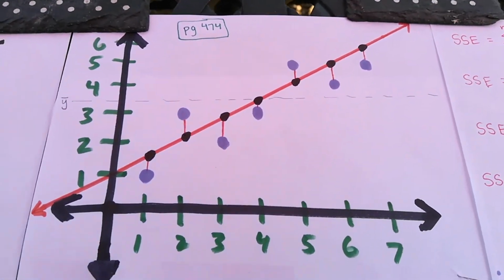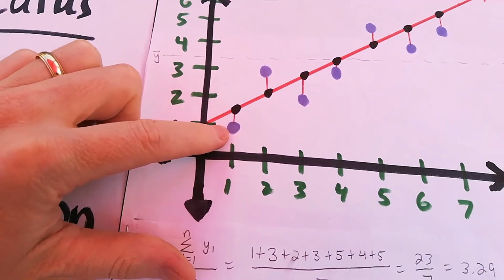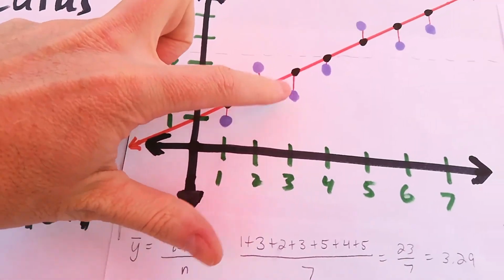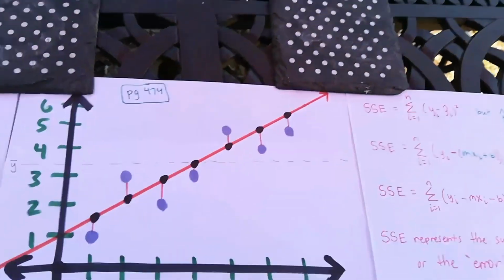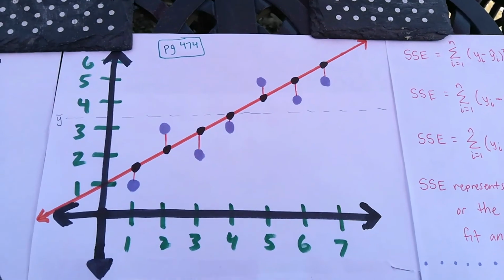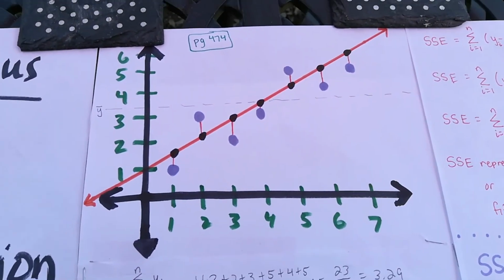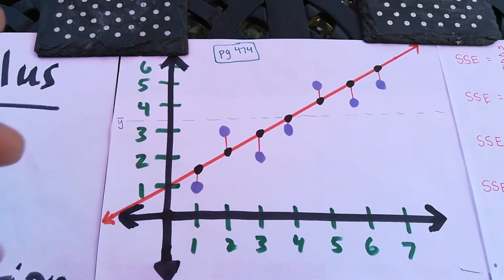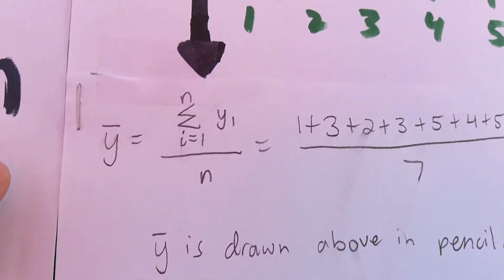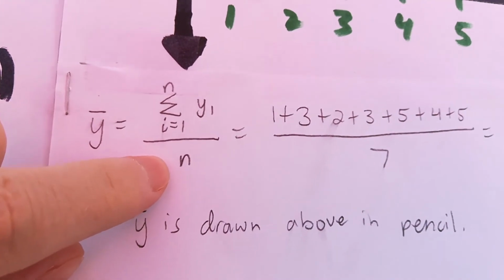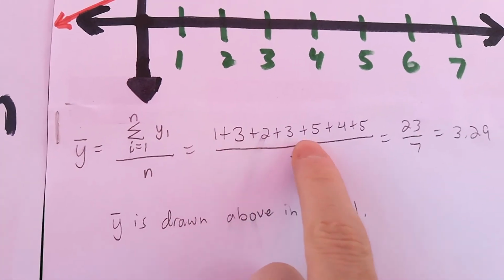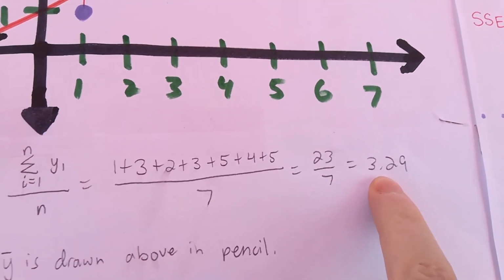And I want you to look at this data really quickly. This point right there is one of the data points. That's another data point here in purple. These are all the data points that they gave us in the book. If you plot them on the graph like I did, and you add them all up and divide by how many there are, you get 3.29.